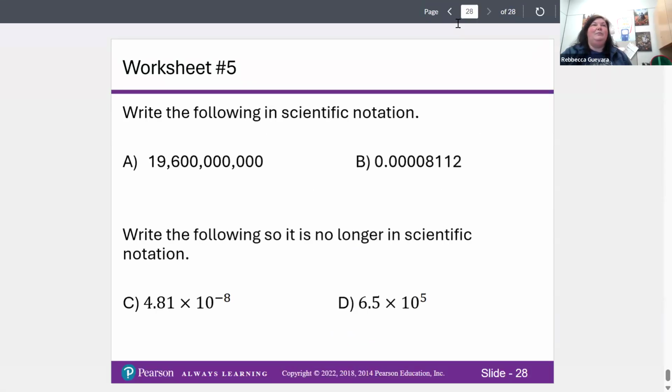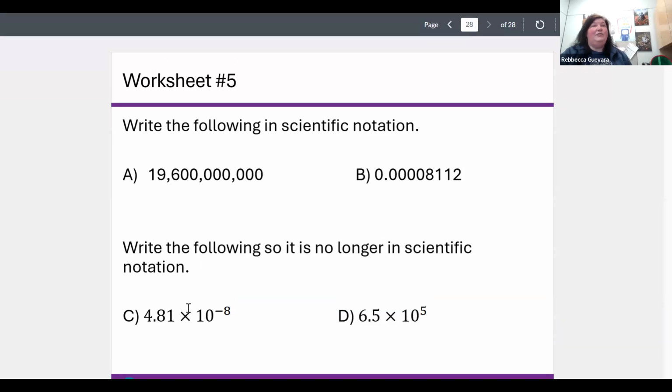All right, so our last worksheet problem: convert the following into scientific notation, and then convert these following so they're no longer in scientific notation, they're in decimal notation. So we have 19,600,000,000, and we want to convert this to scientific notation. We're going to put our decimal place here. So we're going to get 1.96 times 10 to the, if the decimal point was here, we moved 1, 2, 3, 4, 5, 6, 7, 8, 9, 10. So it's going to be 10 to the power of 10.